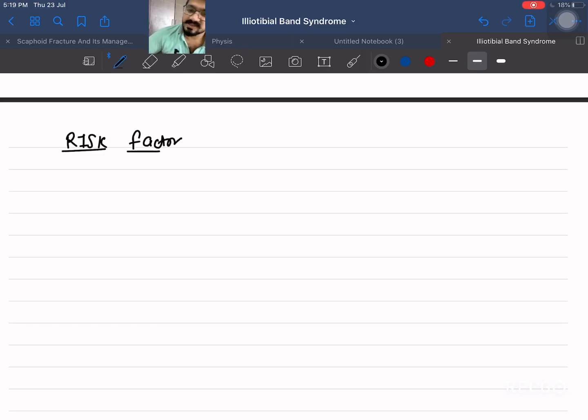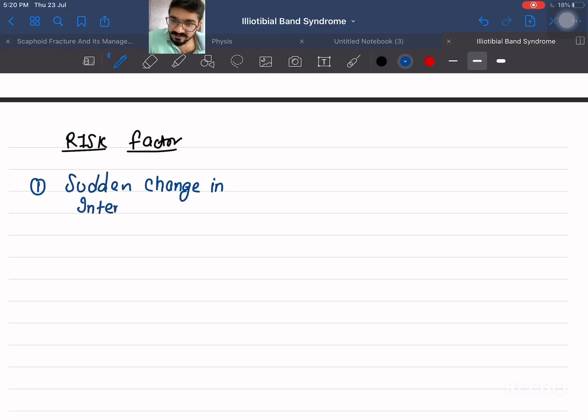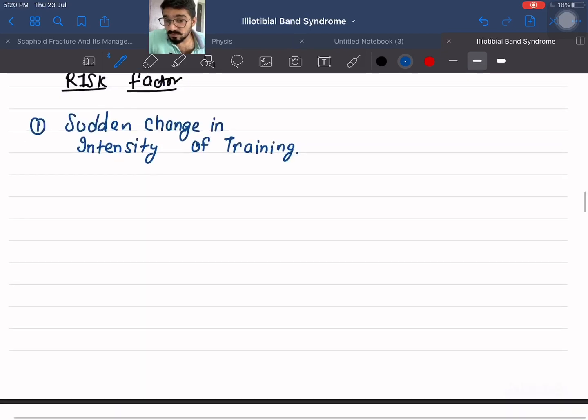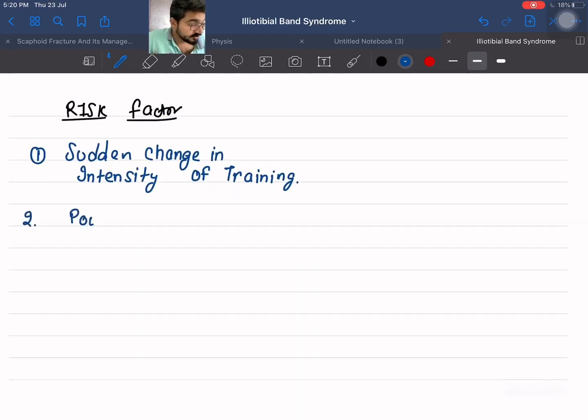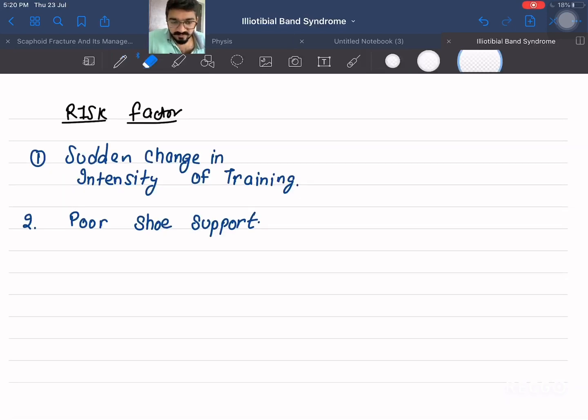Now, regarding the risk factors, there are a hell of a lot of risk factors responsible for this runner's syndrome. One is a sudden change in the training intensity, and one is poor shoe support. Poor shoe support, actually, what kind of shoe you should use, and after how much time you should replace it, that is also important if you want to avoid runner's syndrome.